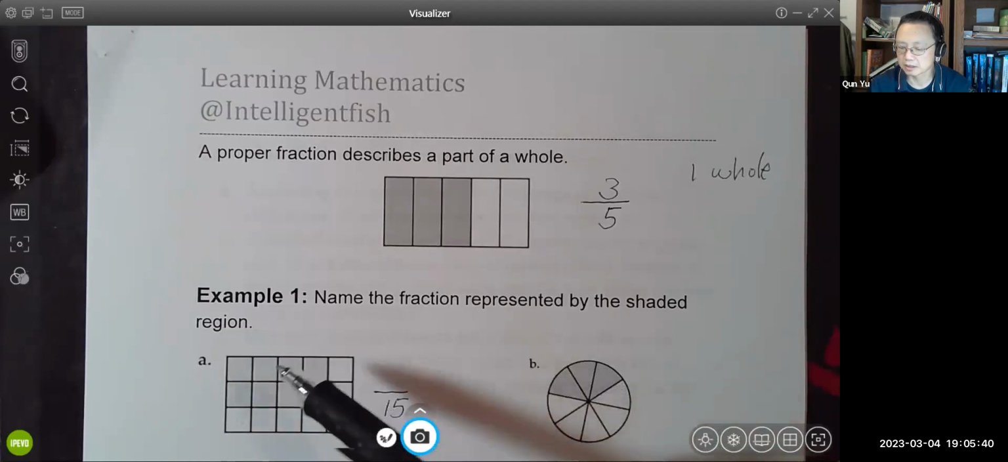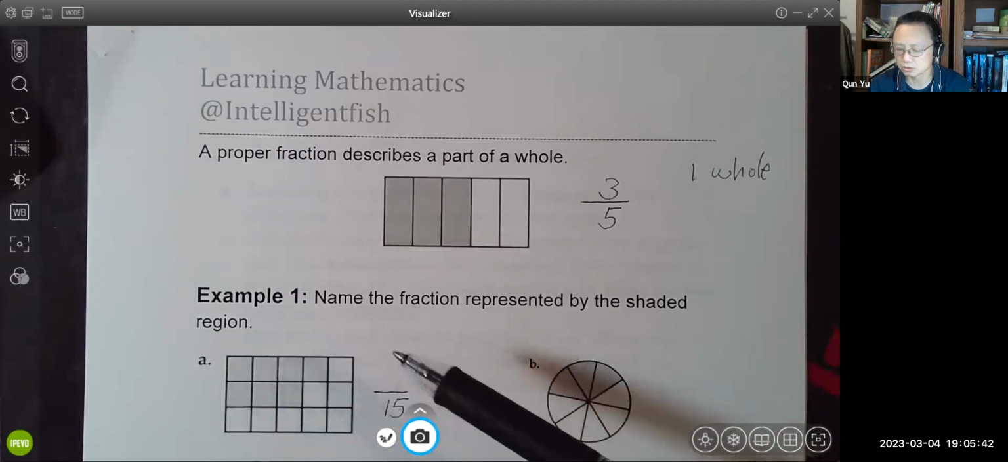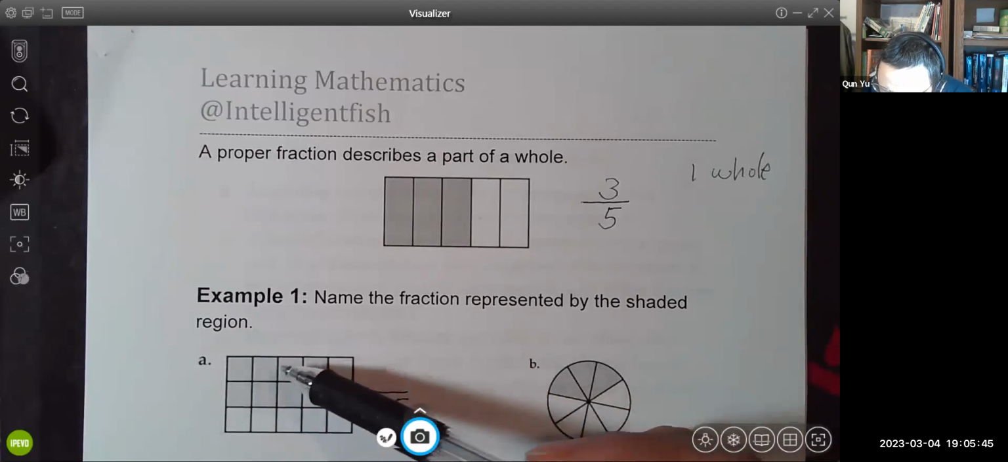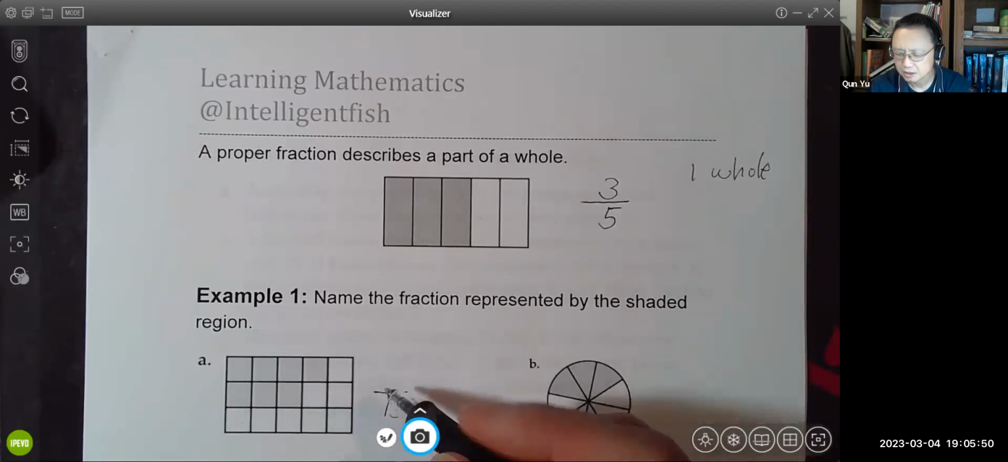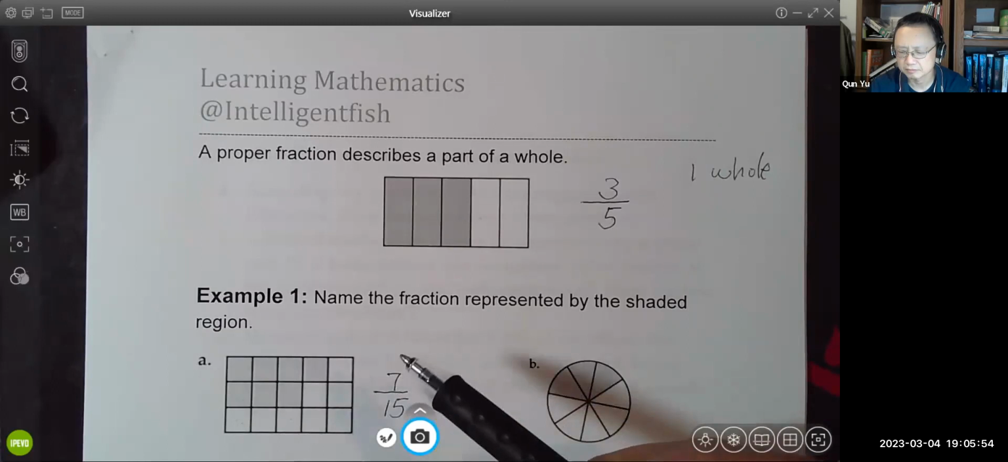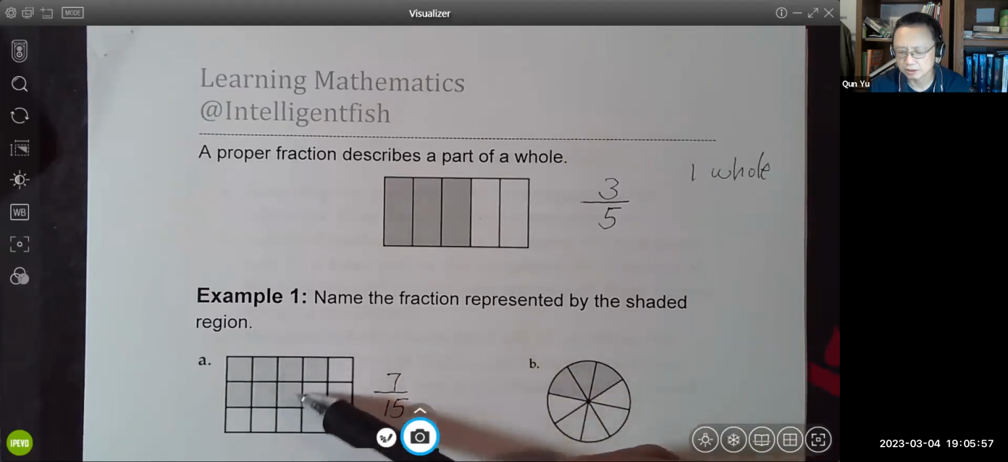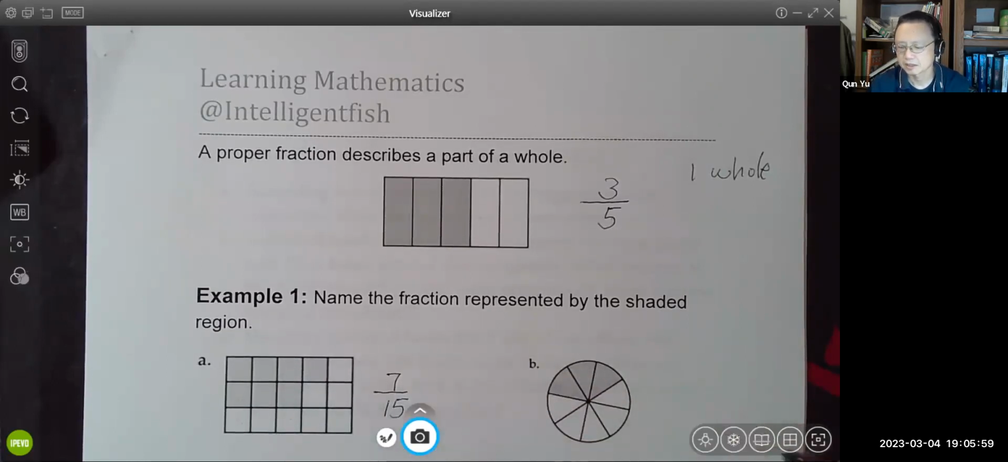How many parts are in the shaded area? 1, 2, 3, 4, 5, 6, 7. So that's 7 out of 15. 1, 2, yeah, 7. Okay. And this is a proper fraction. How about this one? This whole circle is divided into 8 equal parts. And the shaded area is 3 out of 8. So this is another proper fraction example.